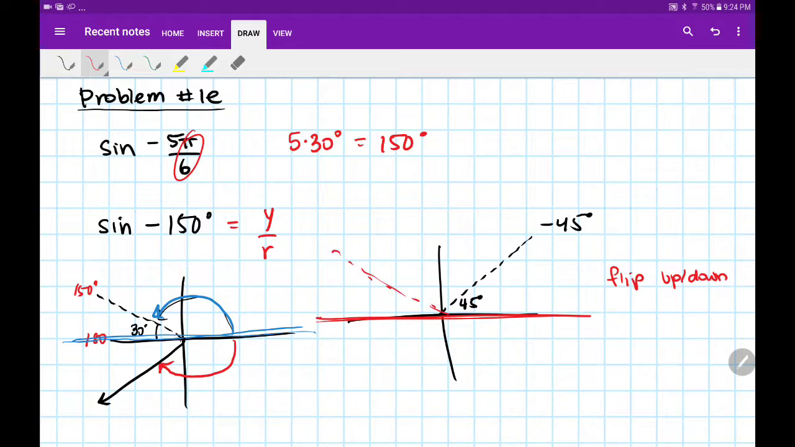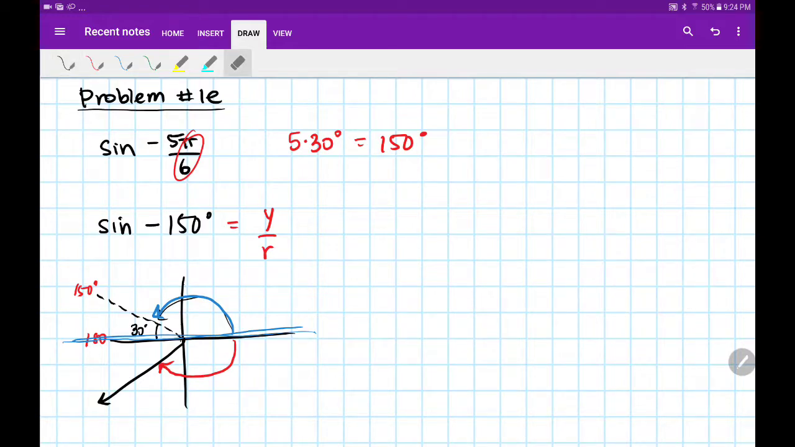This would be incorrect. That right there is not negative 45 degrees. You flipped it to the left. We need to flip it up and down. So if that's positive 45, then negative 45 goes the other direction. And that would be correct. So yeah, negative angles are not scary. Just start with your dotted line and then flip it.